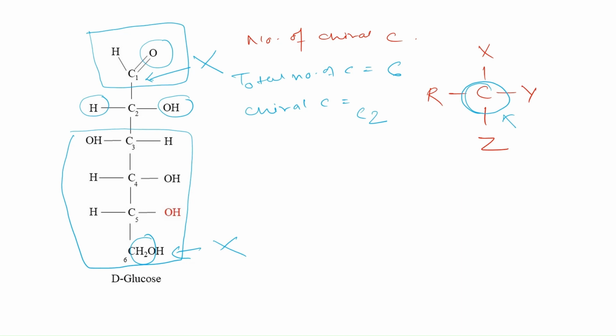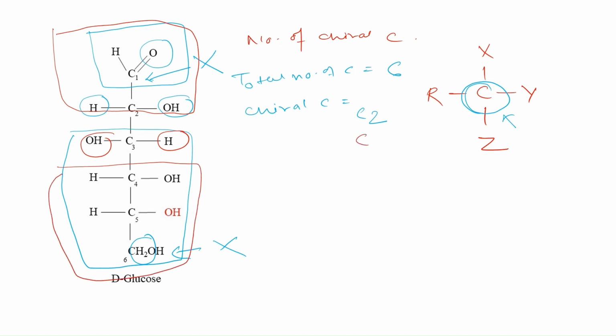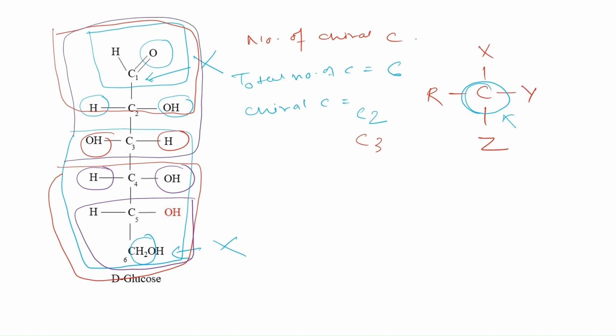Now come to carbon number 3. H at one end, OH at another end, this whole group as the third bond, and this whole group as the fourth. So carbon 3 is also a chiral carbon because it is bonded with all four different groups of atoms. Come to C4, bonded with H, bonded with OH, this below group, this above group. So C4 is also a chiral carbon and similarly C5 is also a chiral carbon.